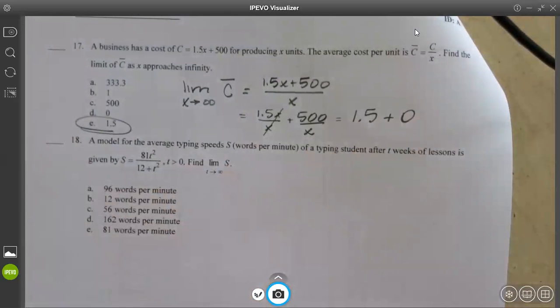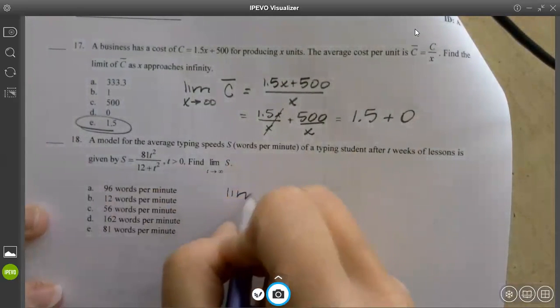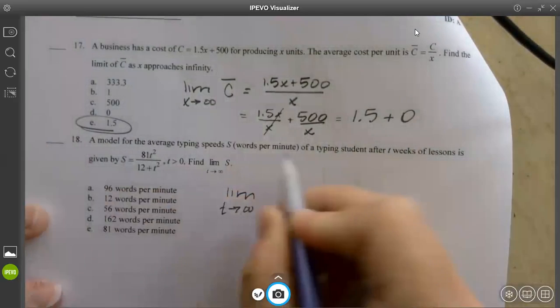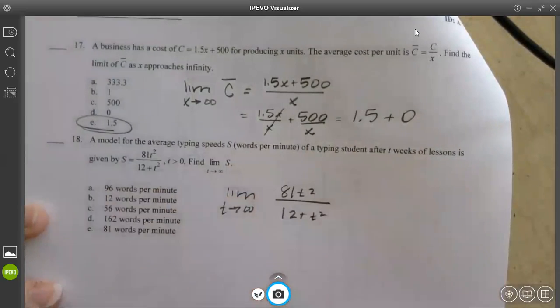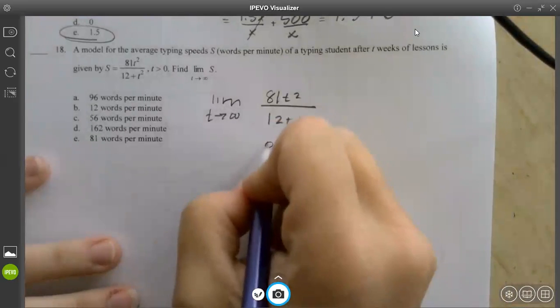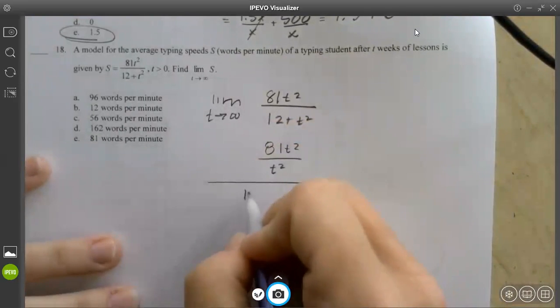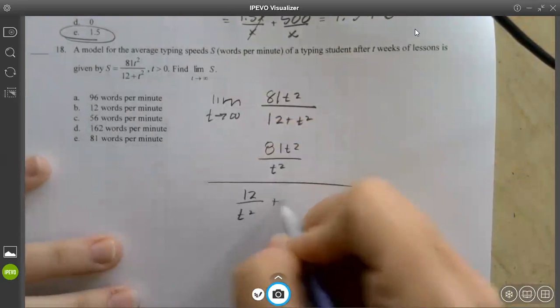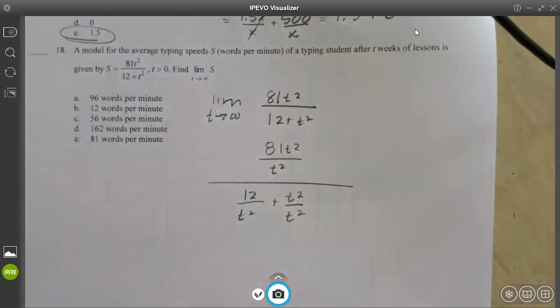Same thing, they just give you a formula and talk about how they got the formula, but it says just find the limit of S. So how do we find the limit as t approaches infinity of 81t squared over 12 plus t squared? How do we find that? Everything over t squared. So 81t squared over t squared all over 12 over t squared plus t squared over t squared.